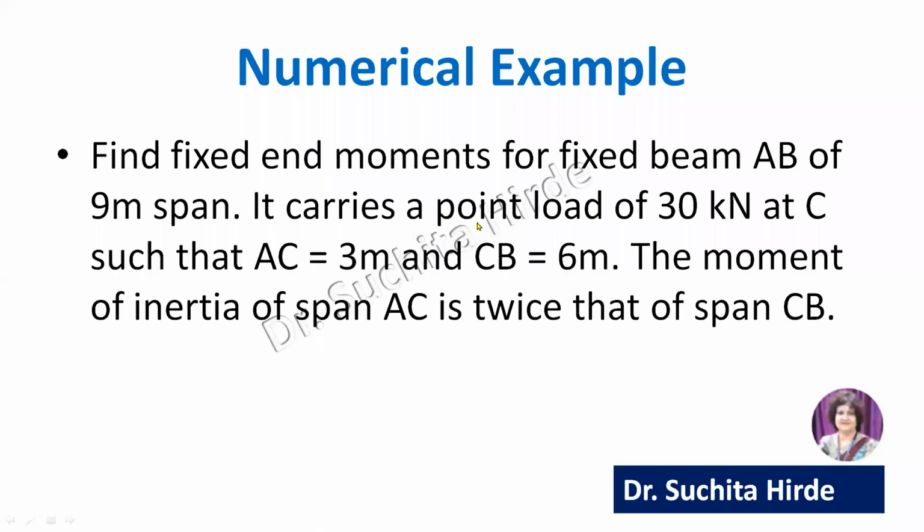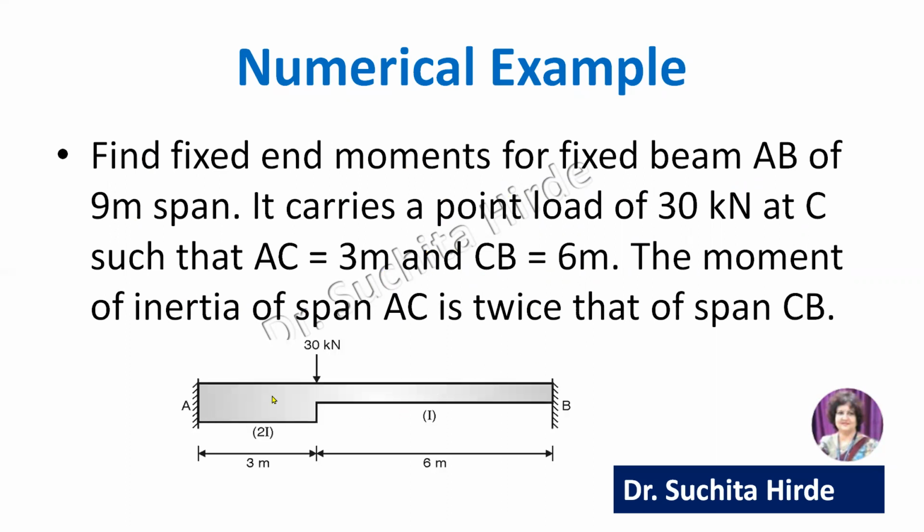Many times the sketch is not given for the numerical example, so you must know how to draw the sketch from the given wording. Here, find fixed end moments for fixed beam AB of span 9 meter. It carries a point load of 30 kilonewton at C, where AC is equal to 3 meter and CB is equal to 6 meter. The moment of inertia of AC is twice that of span CB.